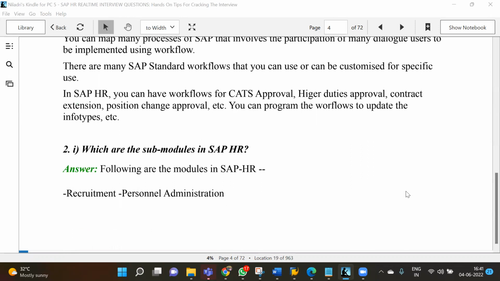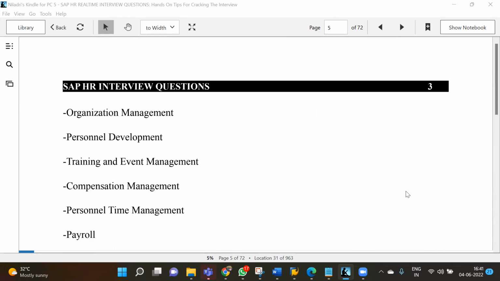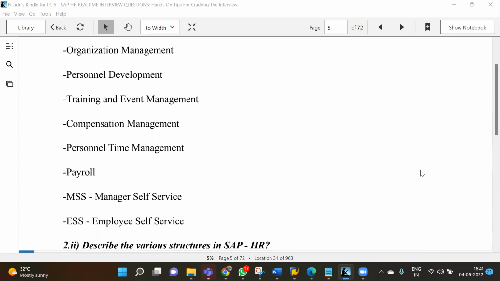Next is, which are the sub-modules in SAP HR? It's an easy one. We do have recruiting, we do have org management, PT, travel and training and event management, compensation management, time management, payroll, ESS, MSS.